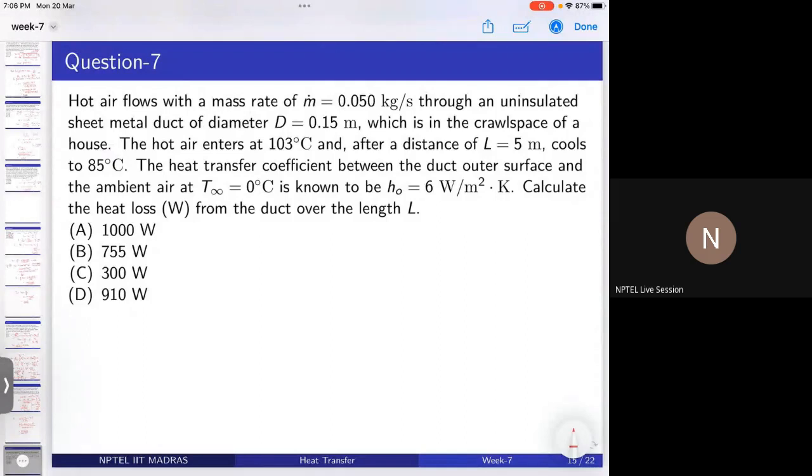steel metal duct of 0.05 meter. The hot air enters at 103, and after a distance of 5 meter along the length of the pipe, it cools down to 85 degrees Celsius. The heat transfer coefficient between the duct outer surface and the ambient air, which is at 0 degrees Celsius, is 6 watt per meter square Kelvin. Calculate the heat loss from the duct over the length L.